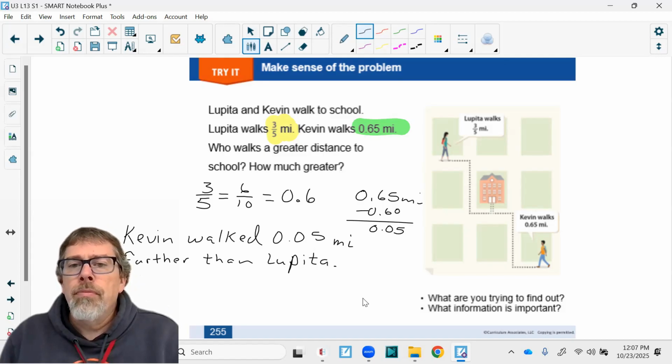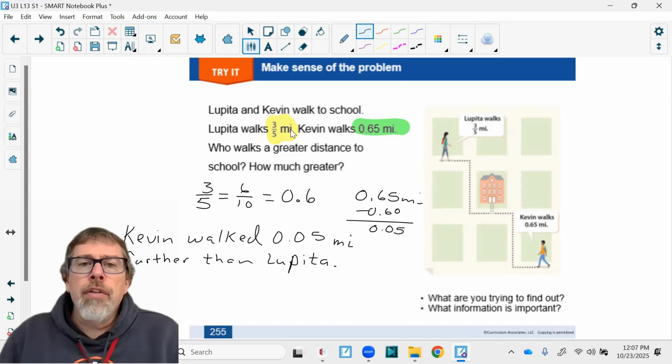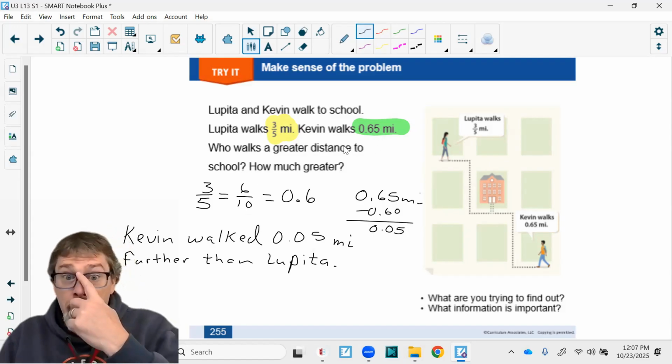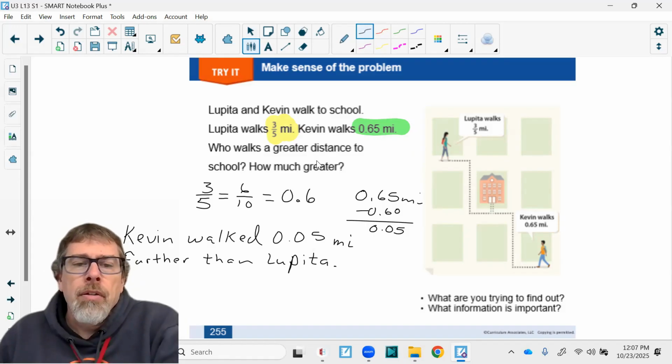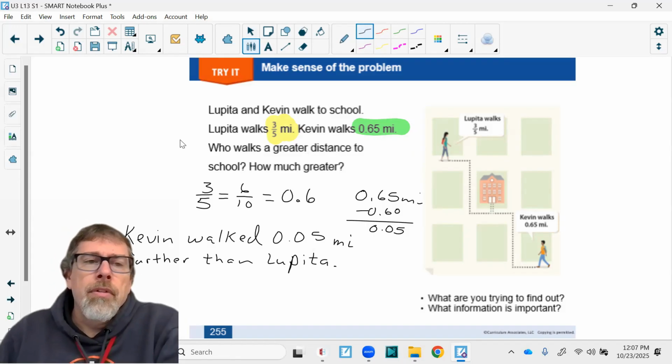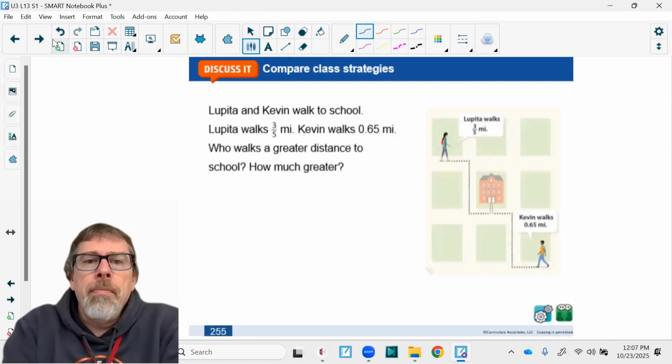Okay. I could have converted this into 65 over 100 and reduced it and gotten the same denominator. You want the same denominator when you're comparing. Okay. All right. So anyway, next problem.